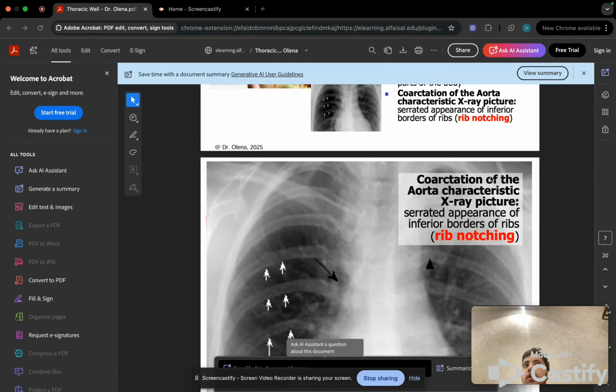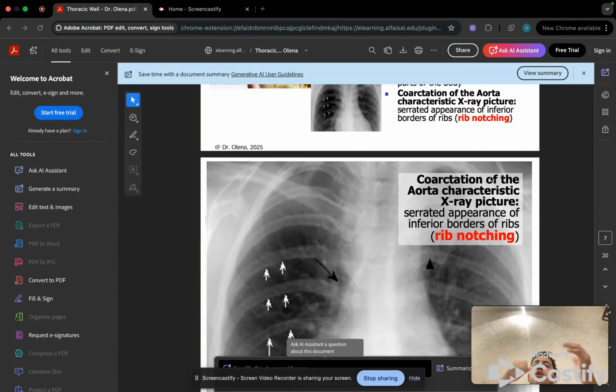Now, if the subclavian artery has high blood pressure, the anterior intercostal arteries will also have high blood pressure, because they come off the internal thoracic artery, which comes from the subclavian. So subclavian has high blood pressure, internal thoracic has high blood pressure, the anterior intercostal arteries will also have high blood pressure. So what will that cause? The pressure in these arteries will literally degrade the rib and notch it.